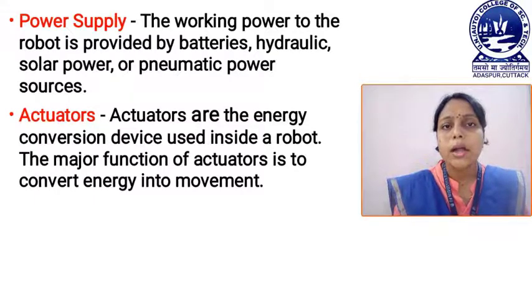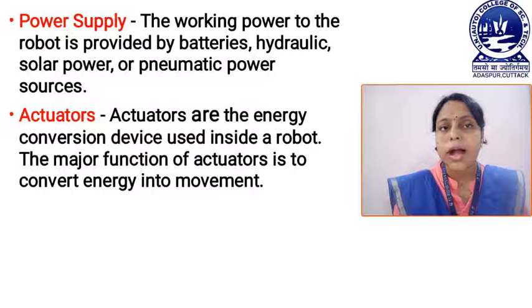The next one is the actuators. You must know what actuators are, because actuators are the energy conversion devices used inside a robot. And the major function of an actuator is to convert energy into action on the environment, because in my first lecture I discussed the actuator, and there I told you actuators are the different machines which are basically used by the artificial intelligence agent to perform some tasks on the environment.